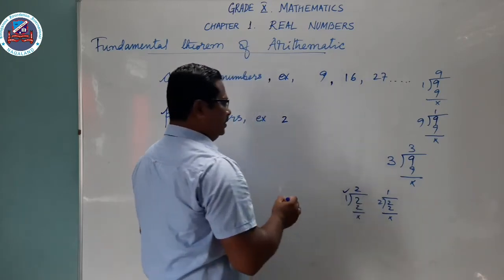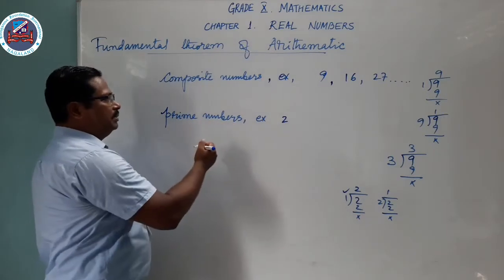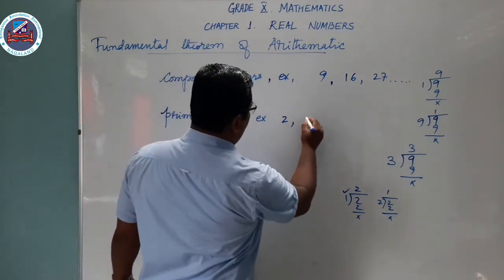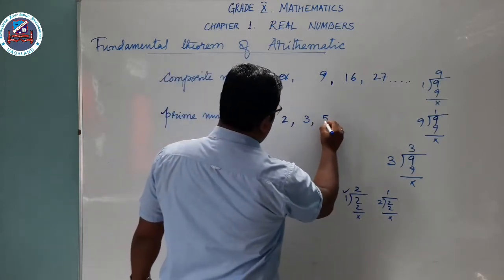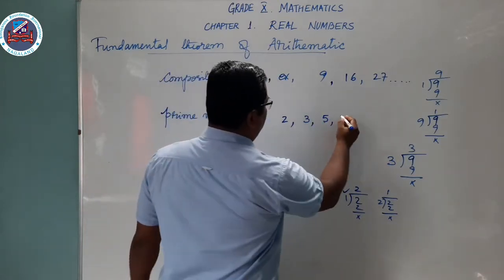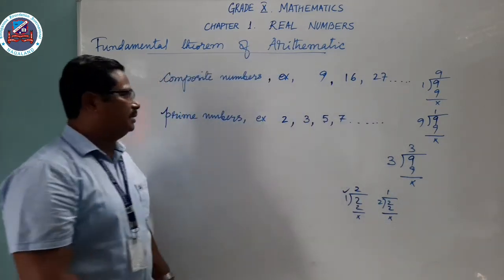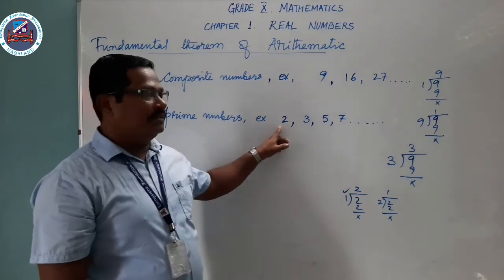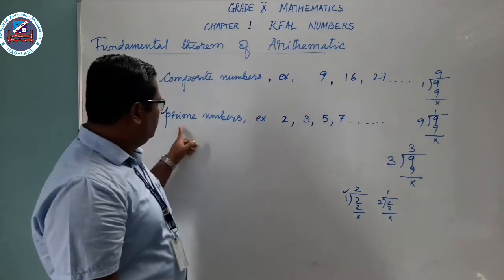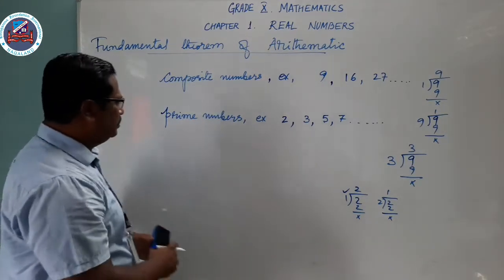With 2 we can divide. We cannot divide by any other number. So this number will come under prime numbers. Say 3 is a prime number, 5 is a prime number, 7 is a prime number, and so on. So the numbers which are divisible by 1 and itself, those numbers we call prime numbers. Now you must be careful here. You need to note one thing.